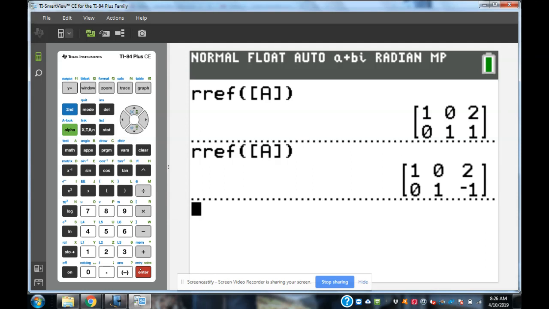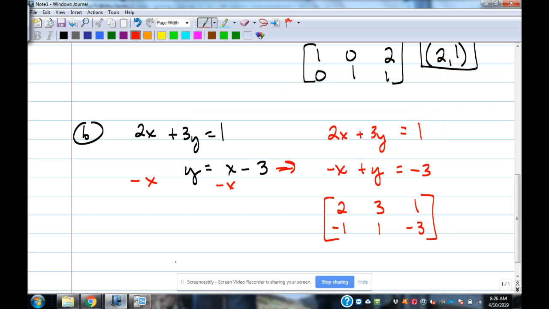Now, if you put yours in a different matrix, like B, you would need to go back and delete the A and put the B matrix in there. But here we get X is 2 and Y is negative 1. So 1, 0, 2, 0, 1, negative 1. So we get 2, negative 1 for this ordered pair. That means if we were to graph these two equations, they would cross at the ordered pair 2, negative 1. That's what we're finding there. So these were both consistent and independent systems.